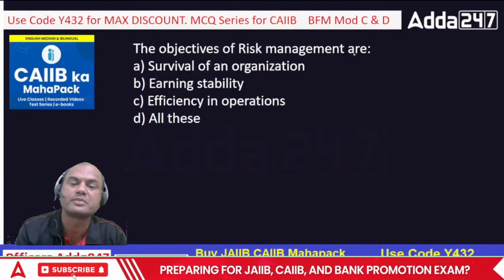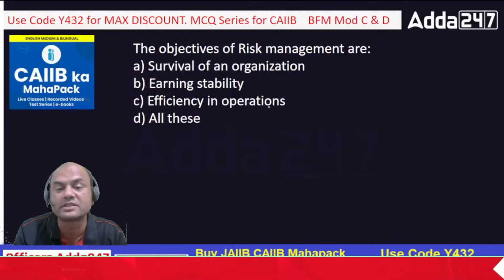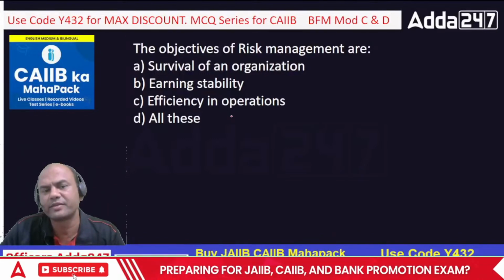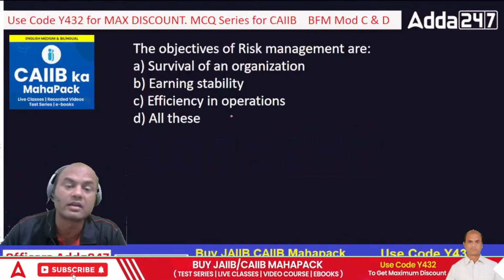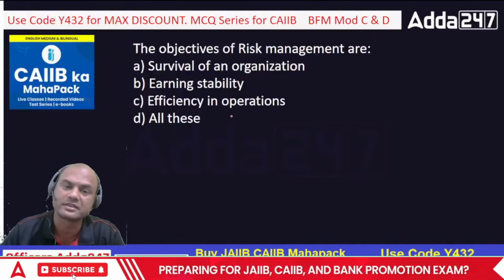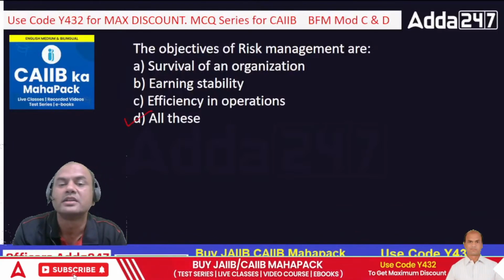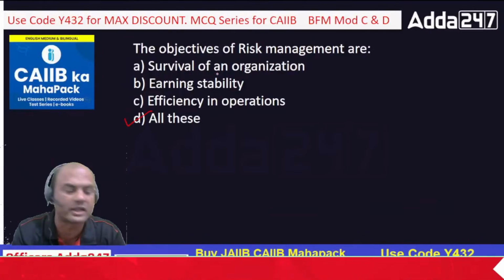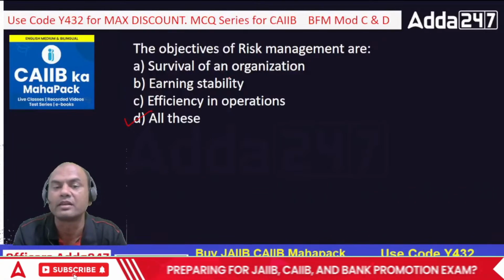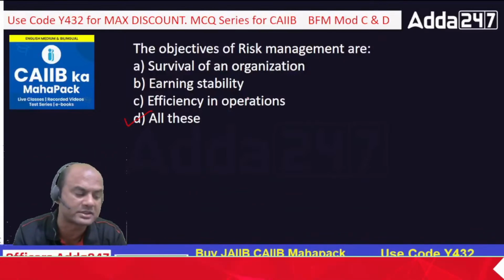The objectives of risk management are survival of the organization, earning stability, efficiency in operations, and all of these. What do you think? Very simple answer. Yeah, it is simple, isn't it? All of these, because if you can't manage the risk, your organization won't survive. If you can't manage the risk, your earning will not be stable. It will be uneven. And if you can't manage the risk, your efficiency in operations is gone.